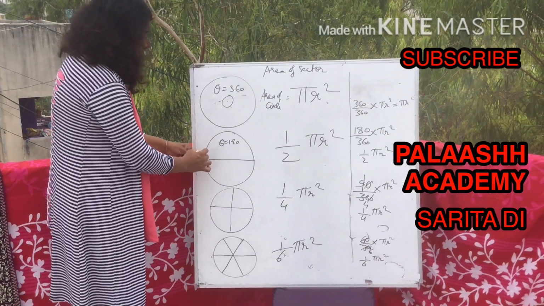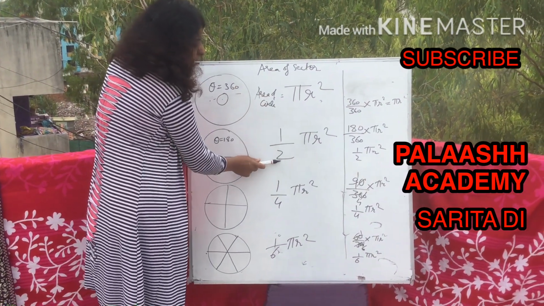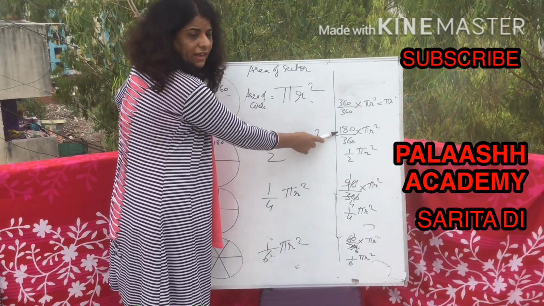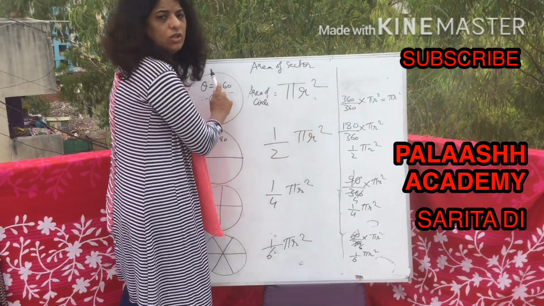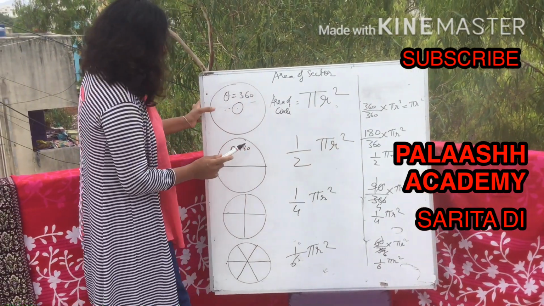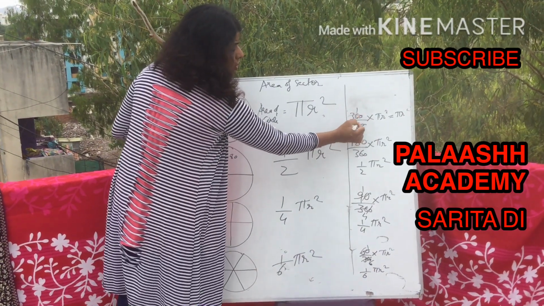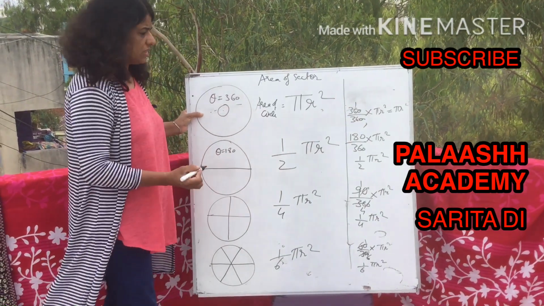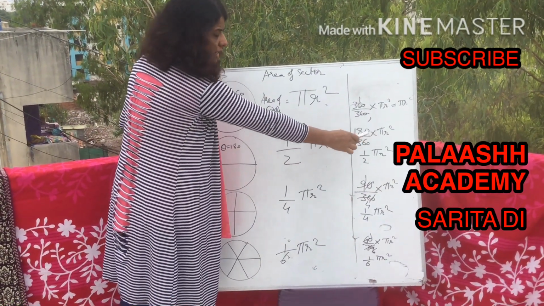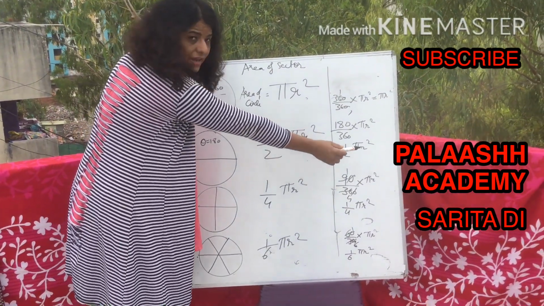Now, when it becomes a semicircle, meaning half of the circle, its area also will be divided by half. Hence, its angle will become 180, which was 360 in the whole circle. If you want to find the area of the circle, take 360 upon 360 into pi r square, that gives you 1 into pi r square, that is pi r square. Now, if you take 180, it becomes 180 upon 360 pi r square, meaning half of the circle's area would be half of pi r square.